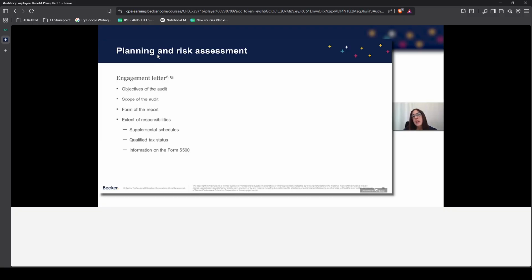We're going to start by communicating with our plan sponsor and/or those charged with governance in the form of an engagement letter that specifies the objectives of the audit, the type of audit being performed, and the form of the report. It's going to clarify the responsibilities, as to what's management's responsibilities and what's the auditor's responsibilities. So this engagement letter is very important. You need to be sure you tailor that engagement letter for that client and for that audit period.